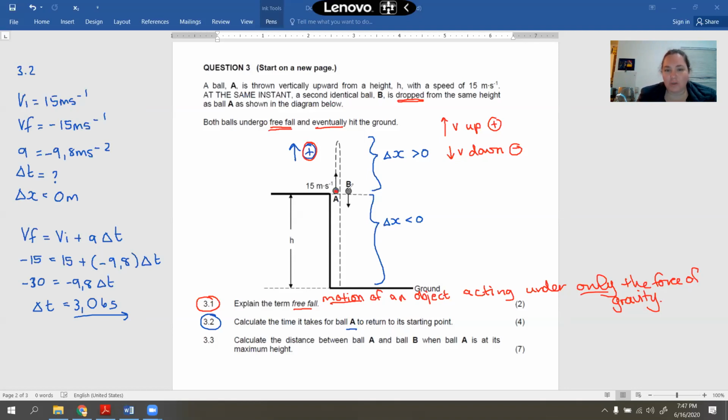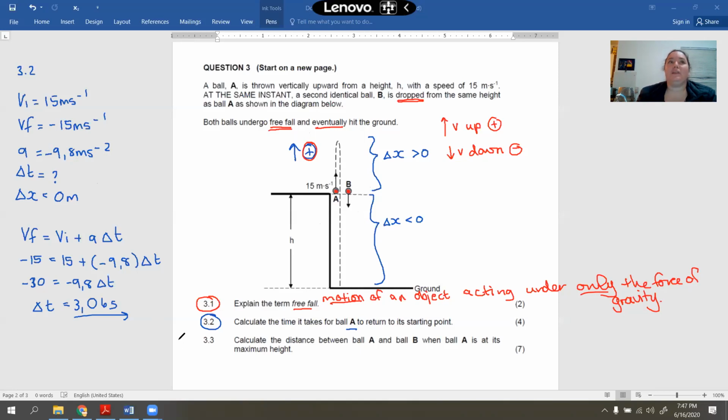I mentioned to you that when the ball comes back past the same height vertically above the ground, it will be traveling at the same velocity, but in the opposite direction. When it reaches B, it's traveling downwards. The acceleration is negative 9.8 meters per second squared because acceleration is downwards, up is positive. We're looking for the time. Also, if you're smart and you think about it, if it goes up and comes back to the exact same height, its displacement is 0 meters.